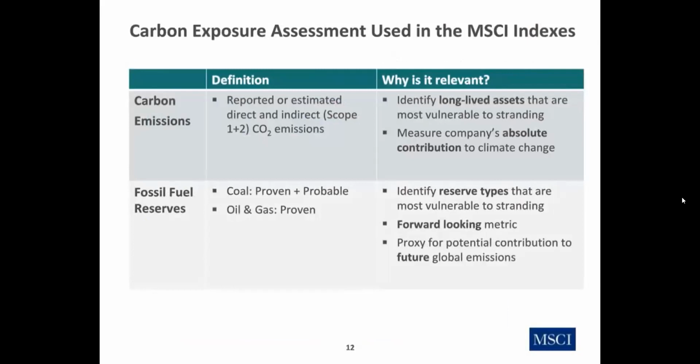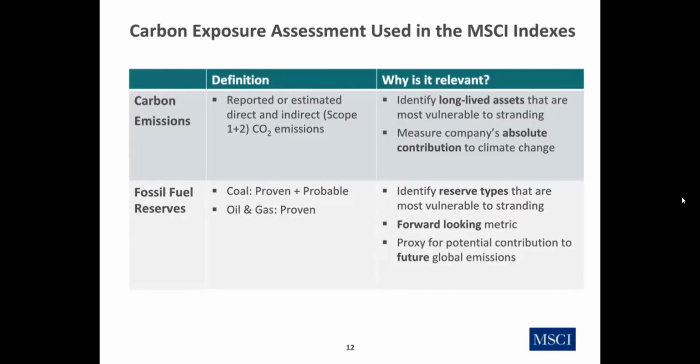For carbon emissions, the MSCI ESG research team collects company-specific direct, Scope 1, and indirect, Scope 2, greenhouse gas emissions data from company public documents and the CDP, formerly the Carbon Disclosure Project. Data is collected annually and is normalized by dividing each company's emissions by the annual sales of each company. This parameter is relevant because it helps identify long-lived assets most vulnerable to stranding and also measures a company's absolute contribution to climate change.